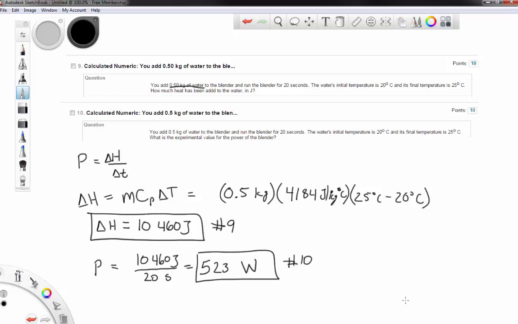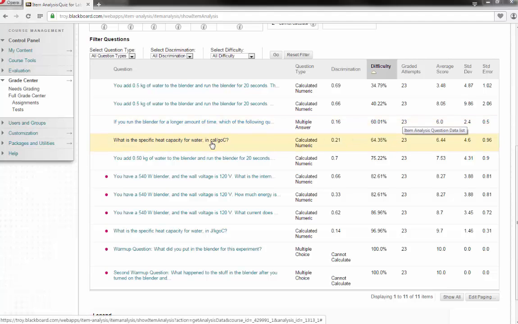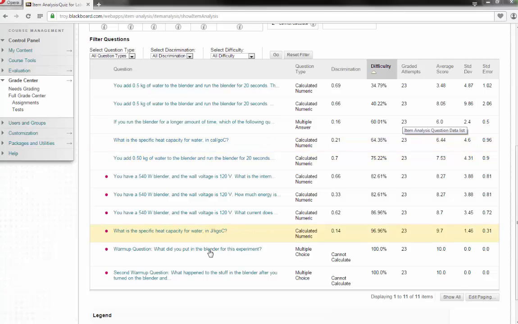So that's that then. These were the two most commonly missed questions on this exam. I'm actually going to go ahead and skip this one about running the blender for a longer amount of time because I wanted to answer this fourth most frequently missed question, specifically because I received a couple emails asking about it, and that way everybody who's wanting to know what's the real answer to it has the answer.